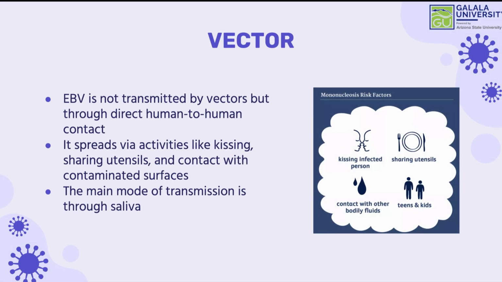Unlike diseases transmitted by vectors like mosquitoes, the Epstein-Barr virus is primarily transmitted through direct human-to-human contact. It does not rely on an intermediary vector. The main mode of transmission is through activities such as close personal contact, kissing, sharing eating utensils, or coming into contact with surfaces that have been contaminated with infected saliva or other bodily fluids.